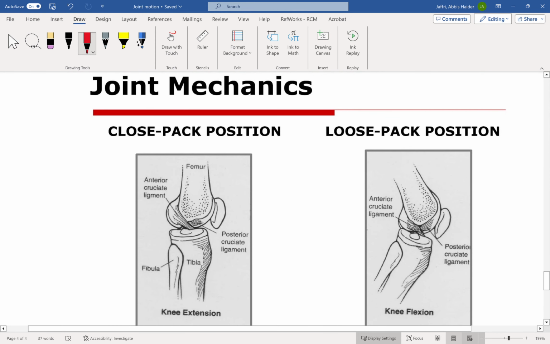We are going to go a little over 10 minutes for this one because we covered a lot of different concepts in this joint motion, okay?